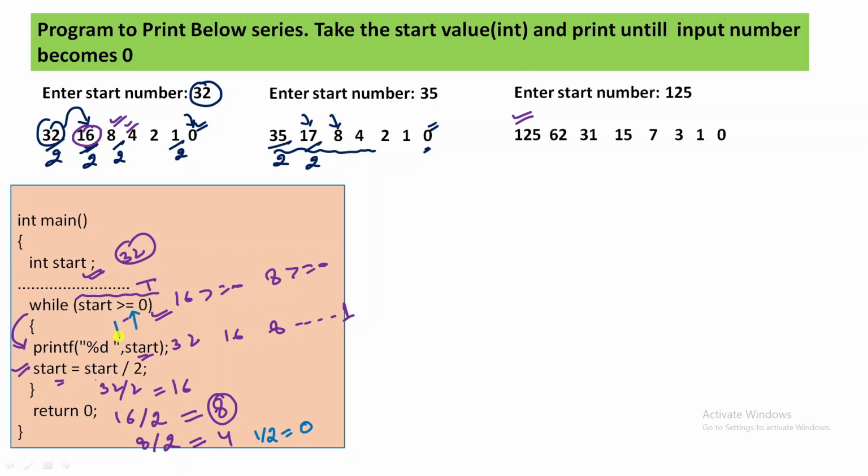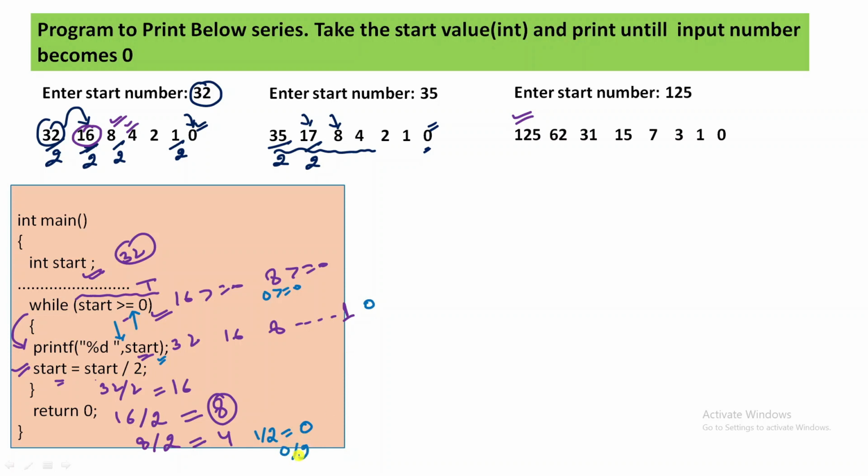Because you have to come inside when start is 0 also, so that you can print, right? So you will come inside because 0 is greater than or equal to 0 is true. So you will print the start value as 0, okay? Now after that, here is the main point. Start by 2. Start is currently 0.